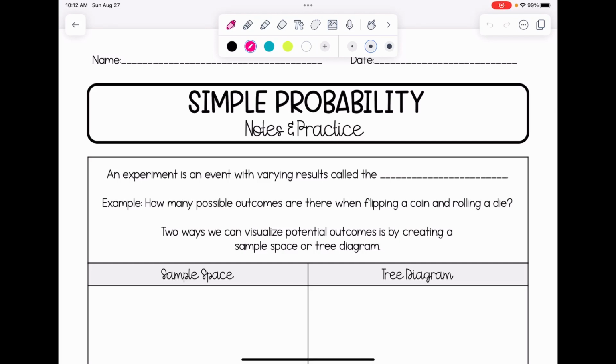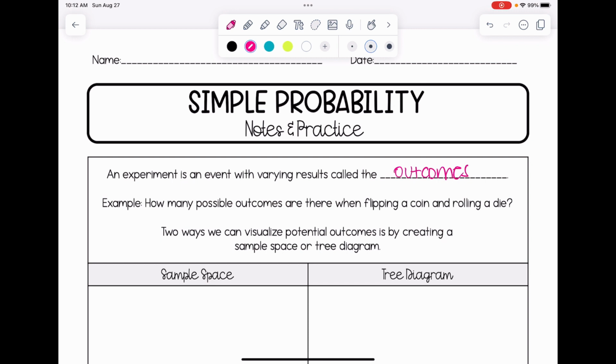In this video, we're going to be talking about simple probability. So an experiment is an event that has varying results, and these results are called the outcomes. What we're going to be looking at today is figuring out how many possible outcomes there are in a given situation. So for example, how many possible outcomes are there when flipping a coin and when rolling a die?